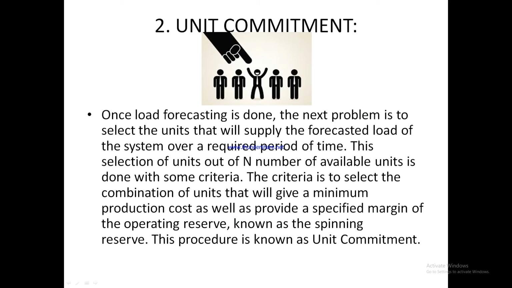2. Unit commitment. Once load forecasting is done, the next problem is to select the units that will supply the forecasted load of the system over a required period of time. This selection of units out of n number of available units is done with some criteria. The criteria is to select the combination of units that will give a minimum production cost as well as provide a specified margin of the operating reserve, known as the spinning reserve. This procedure is known as unit commitment.